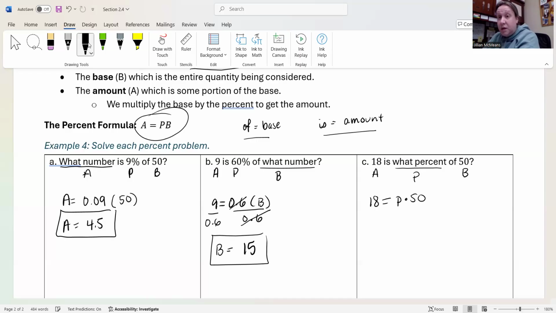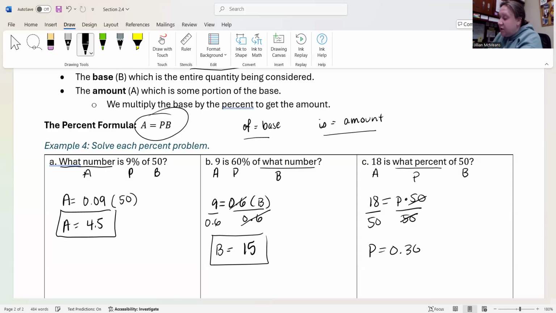Now I want to get the P alone, okay? The issue is P has been multiplied by 50. Well, how would I undo multiplication? I would divide. So I'm going to divide both sides by 50. I have to do both sides. If I multiply or divide one side, I have to multiply or divide the other side. On the right, 50 divided by 50 is 1, and 1 times P is P, okay? And I'm going to go ahead and write the P on the left. And then 18 divided by 50, you can do that on your calculator. 18 divided by 50, I get 0.36.